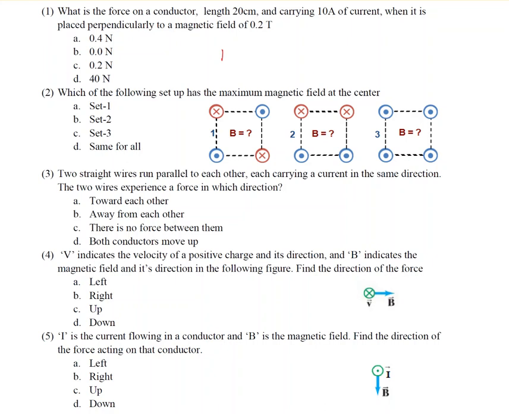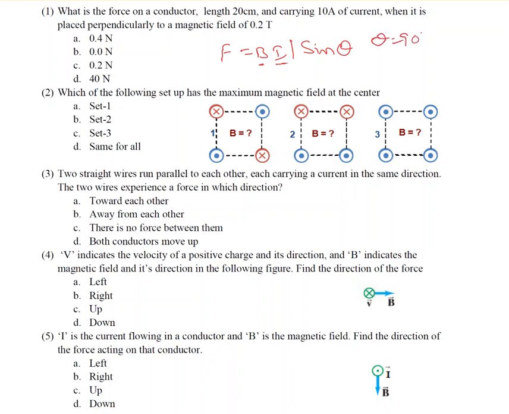This is F equal to BIL sin theta, where theta is the angle between I and L, or the current flow direction, as well as the angle between the magnetic field direction and the current flow direction. The conductor is placed perpendicular to the magnetic field, so current is flowing perpendicular to B, so theta equals 90 degrees.